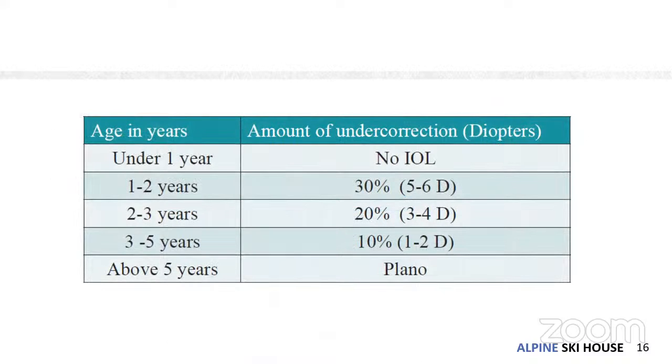Most probably we can use no IOL implantation under 1 year. For children who are phakic after 1 to 2 years, 30% reduction, around 5 to 6 diopter undercorrection. At 2 to 3 years, 20% undercorrection, 3 to 4 diopter, and between 5 to 7 years we can aim for an emmetropic eye.